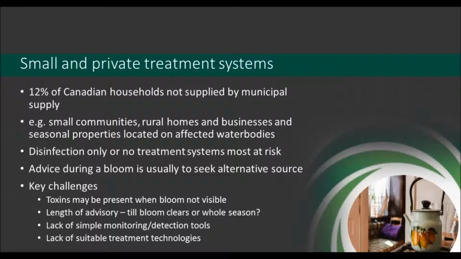And what's the length of a bloom season? It could be advised for the entire bloom season to seek an alternative supply, which isn't necessarily a very practical measure. One of the issues is lack of simple monitoring and detection tools that could be used by these small systems to be able to know whether they are at risk or not. And also lack of suitable treatment technologies. Tory's presentation after this one is going to look at some of the study they did on treatment technologies.